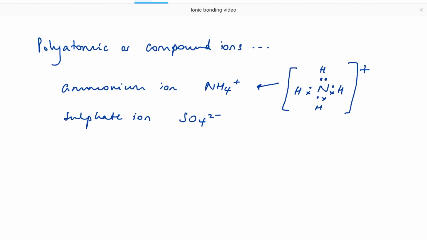So ammonium ions are capable of ionic bonding. So for example, we could have ammonium chloride, that would be an ionic compound, but the bonding within the ammonium ion is covalent.